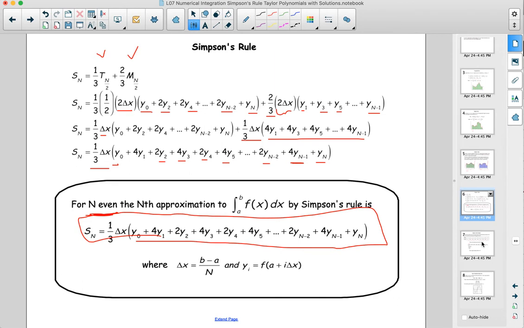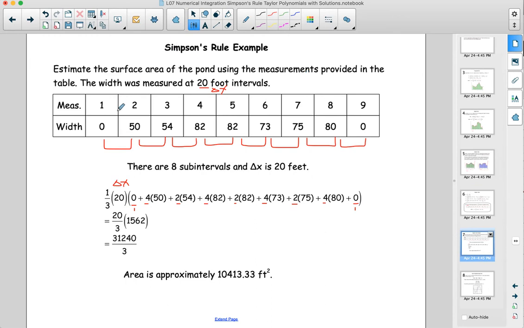All right, so let's see this in action. I'm going to jump forward just to show it to you in action. All right, so to have an even number of subintervals, I need an odd number of data points. So 1, 2, 3, 4, 5, 6. You can see there are 9 data points, but we're getting 8 intervals or 8 subintervals. So we can use Simpson's rule here because we have an even number of subintervals.